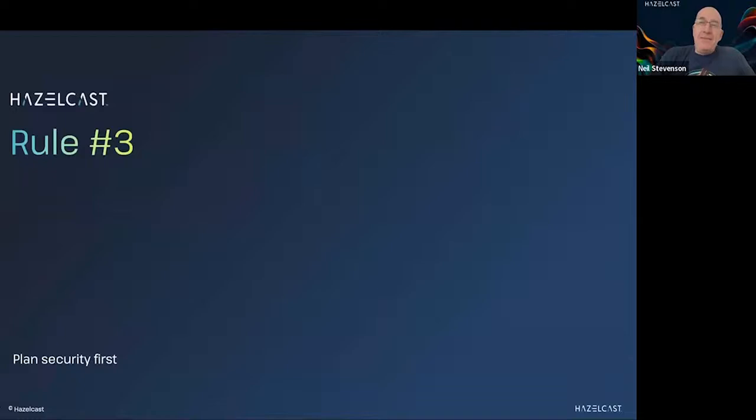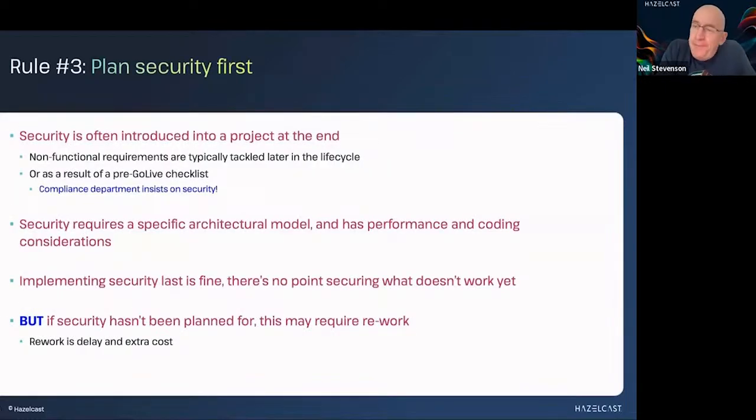So rule number three, this is one, and this is quite important too, because this costs a lot of money for people in rework. Plan security first. The reason for this, fairly typically in a project, security is one of the last things you do because it's a non-functional. They're always done towards the end, because you've got to get the functionals working first, you can't performance test it till it's written. So the non-functionals are always done towards the end.